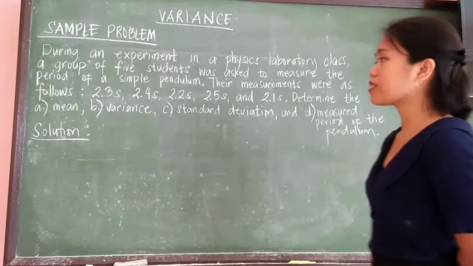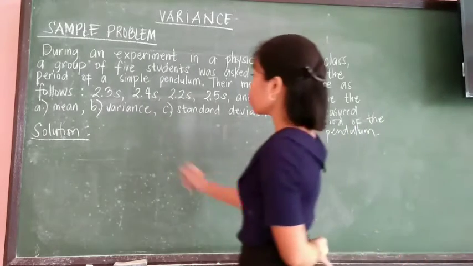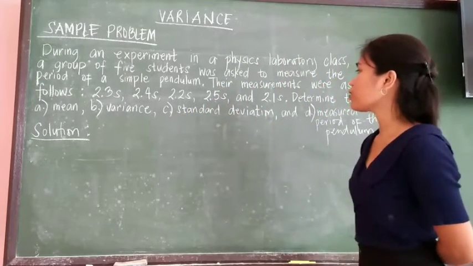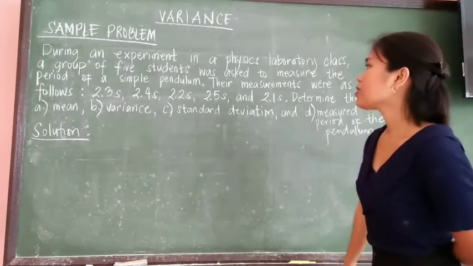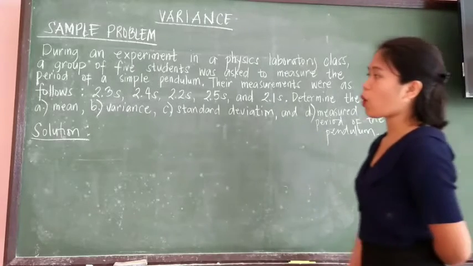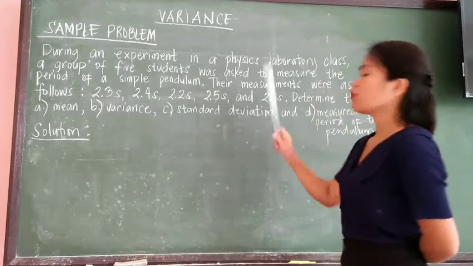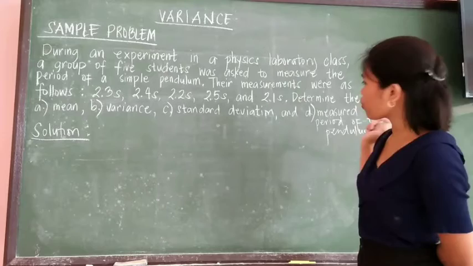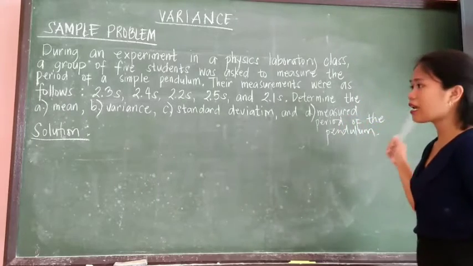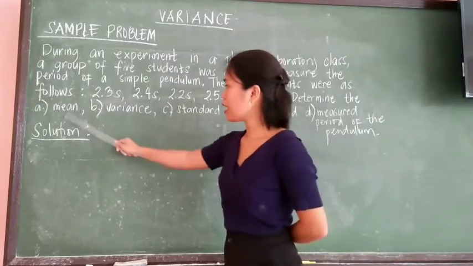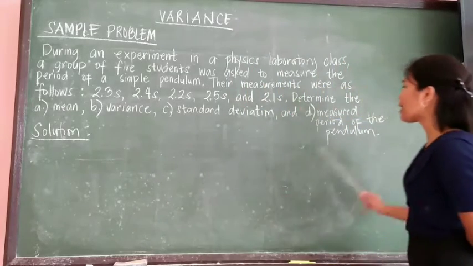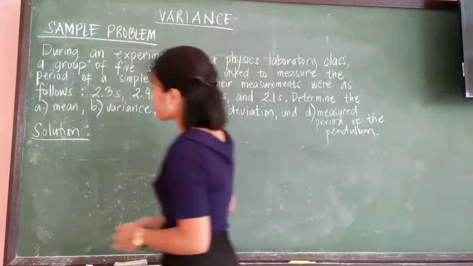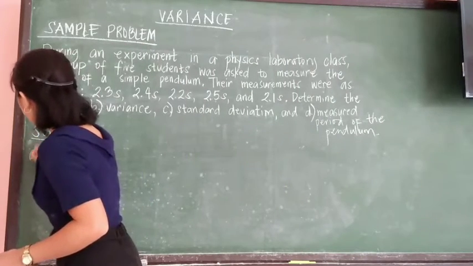Their measurements were as follows. They got 2.3 seconds, 2.4 seconds, 2.2 seconds, 2.5 and 2.1 seconds. So basically there are only 1, 2, 3, 4, 5 trials done. What we are asked to do here is to determine the mean, variance, standard deviation, and the measured period of the pendulum. Let's start with the mean.